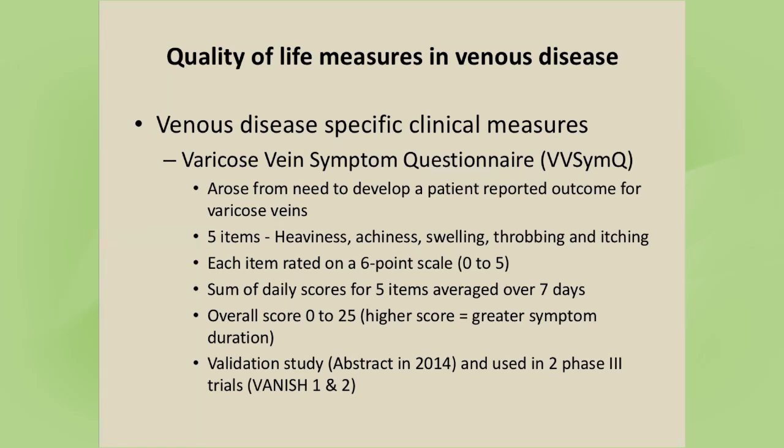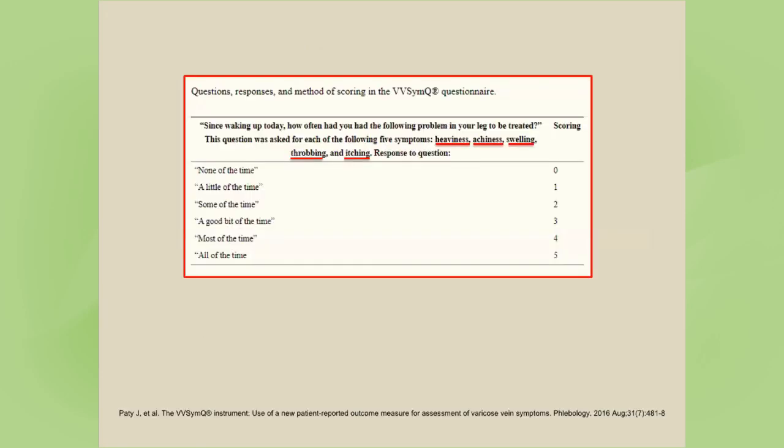Now, the validation study for this instrument was published in an abstract in JVIR about 7 years ago, and it has been used in VANISH 1 and 2 trials. So these are the 5 symptoms: heaviness, achiness, swelling, throbbing, and itching, sort of go by the acronym HASTI, H-A-S-T-I. And again, the grading is from none of the time to all the time, 0 to 5.